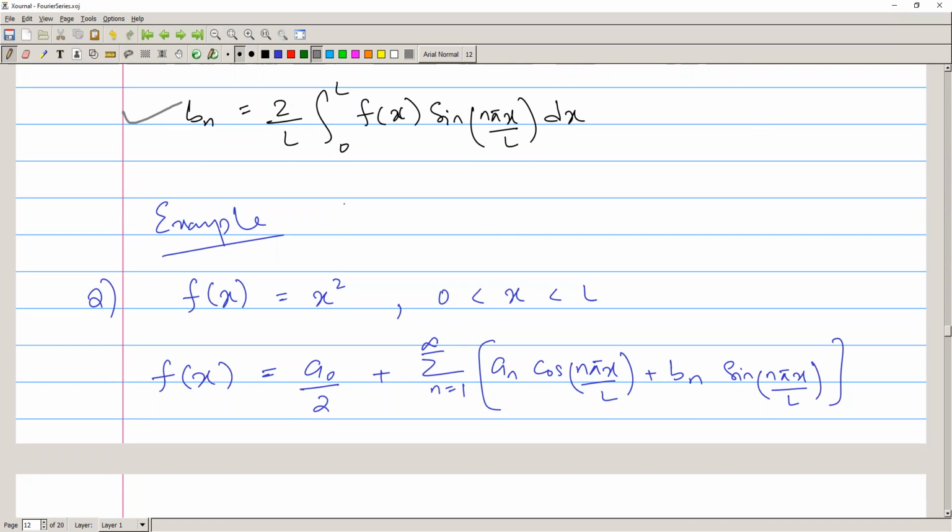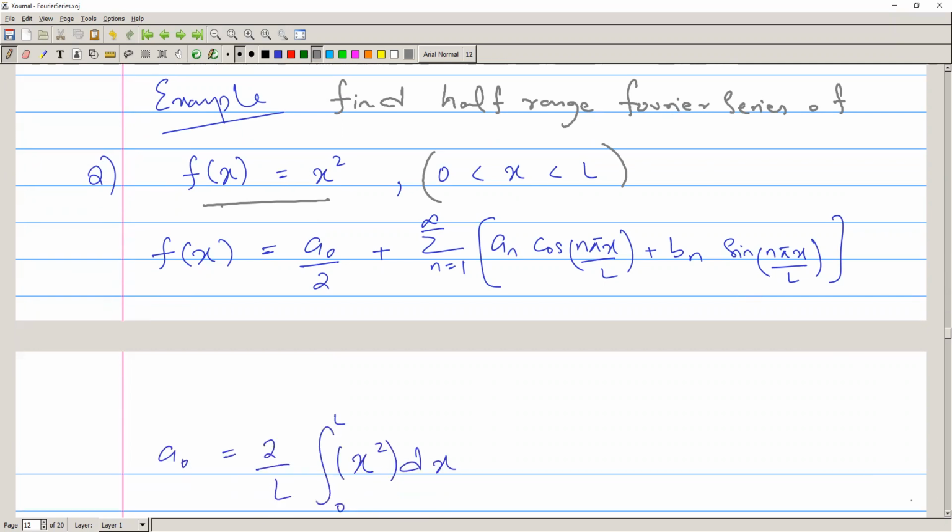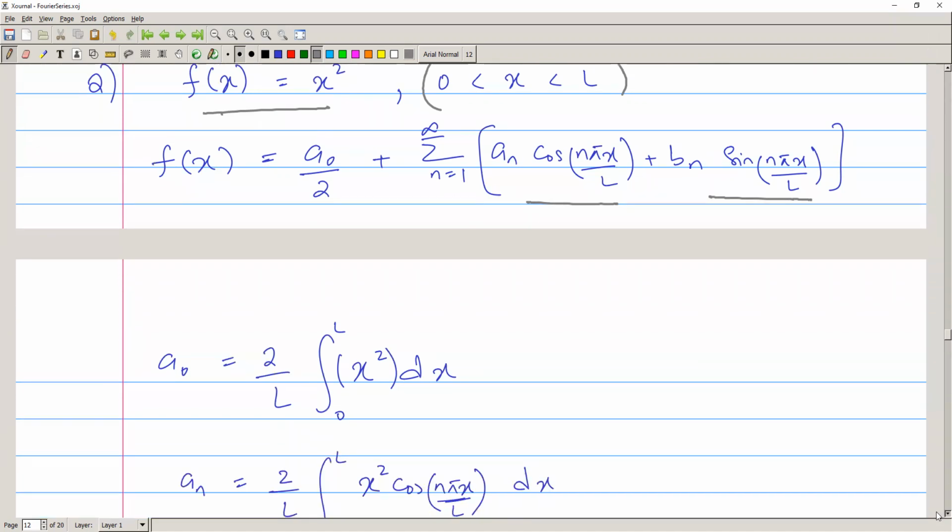Let's say a question is given: find the half range Fourier series of the function f of x equal to x squared defined in the interval 0 to L. So the series will be f of x equal to a naught over 2 plus sigma n equals 1 to infinity a n times cos of this angle and b n times sine of this angle, right?